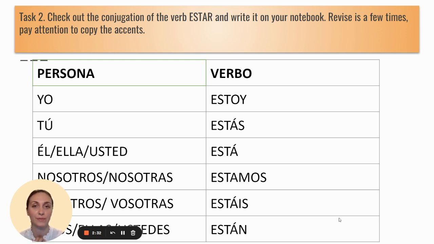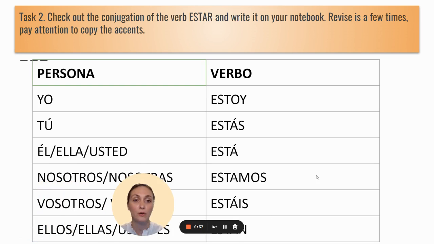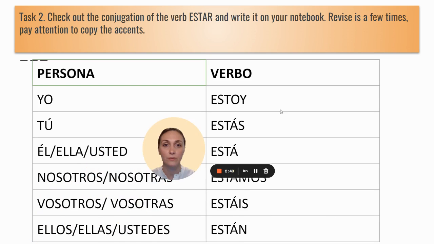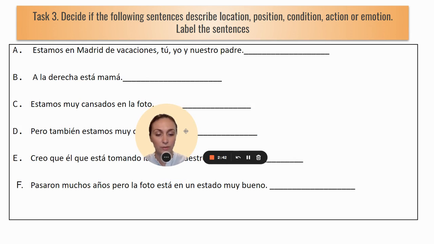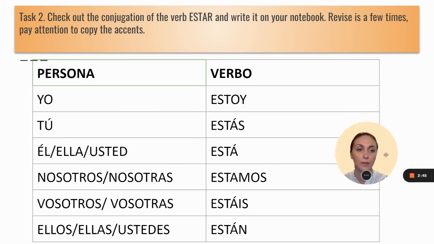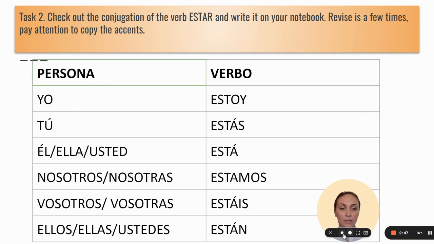Now, not all of the forms of the verb estar were used there, so what are we going to do first? We are going to check out the conjugation of the verb estar, okay? Make sure you know it. Sorry for that. Let me move myself a bit. Now, I'm going to ask you to actually write it down in your notebook. You have to revise it a few times until you get used to the conjugation, and pay attention to copy the accent, because the same word with an accent can mean one thing, and without the accent can mean another thing. So it is quite important.